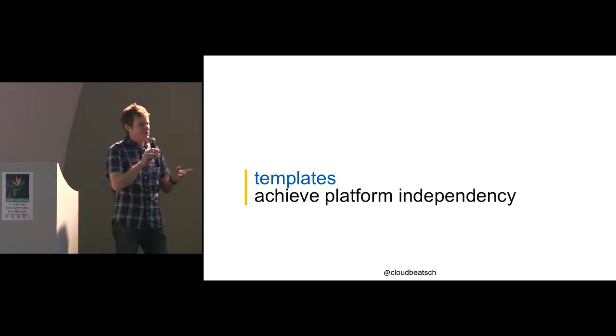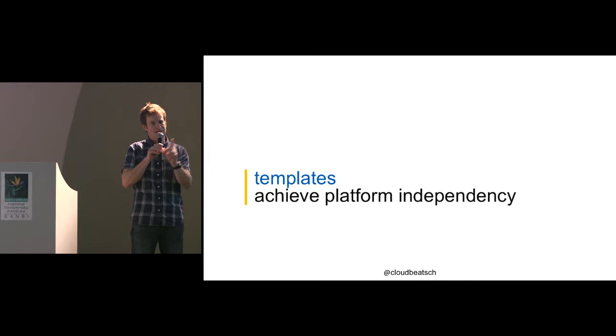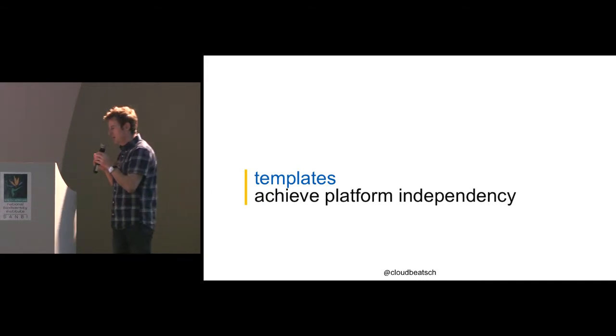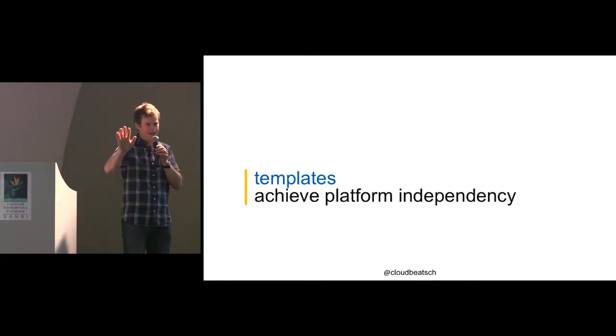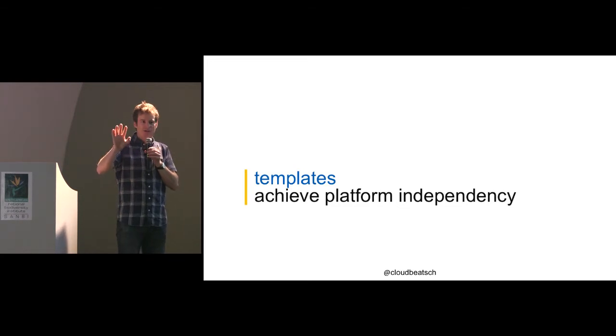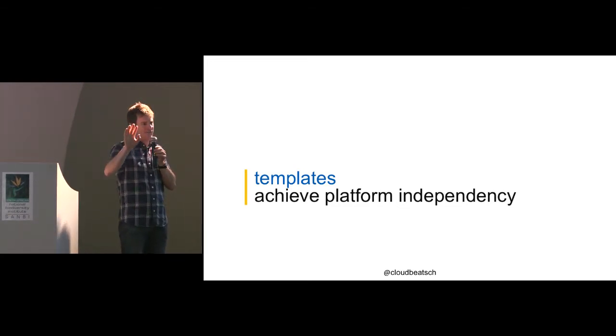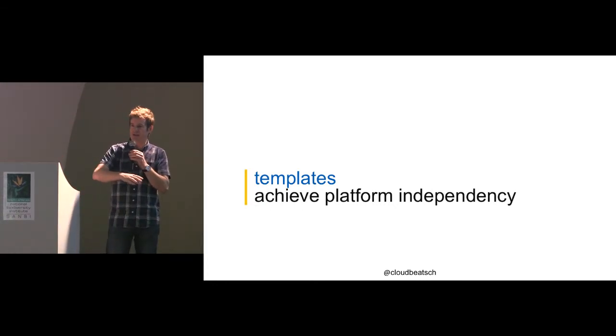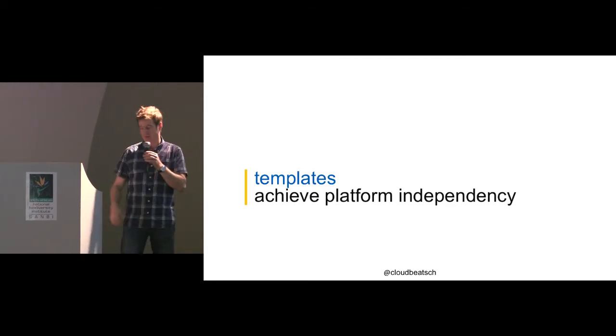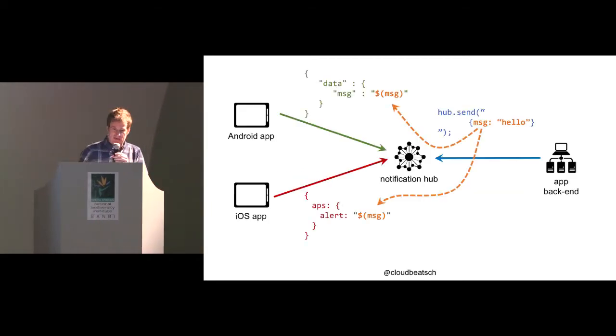And for this, we introduced something called templates. And I think this is really, really cool, because what you can do is, you can basically say, hey, I register a template format, and then the notification hub replaces the actual values of this template with the message that I actually send. So again, we move the complexity from the edge into the service. So what you see here is I use an Android message format on the top and an APS message format on the bottom. And then I have a template with the dollar sign, which is message.